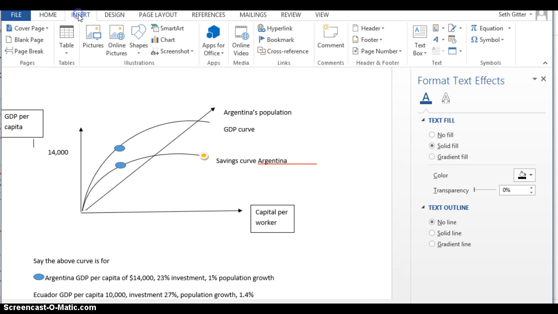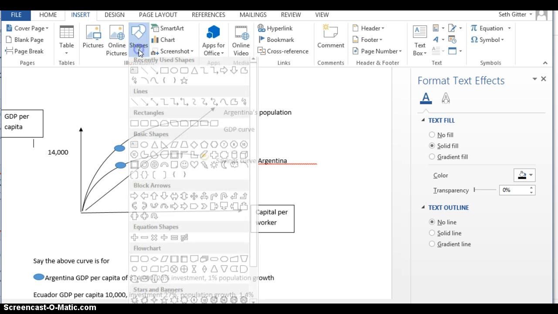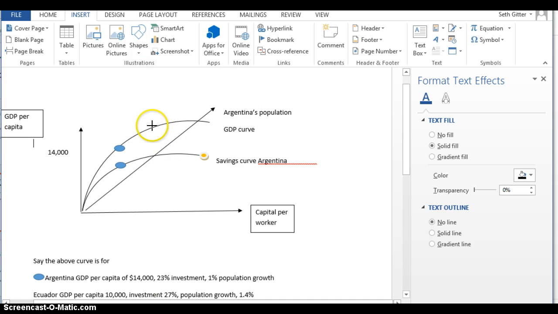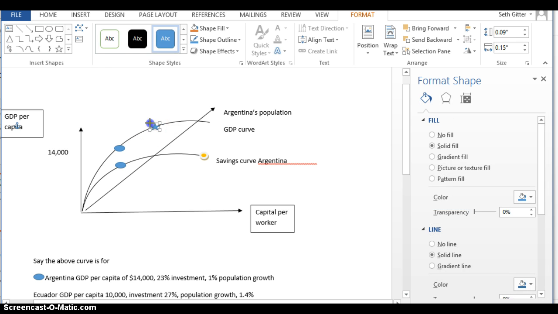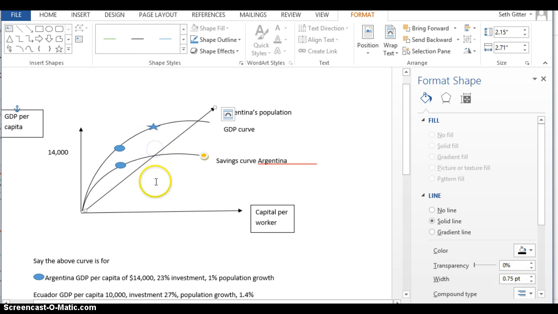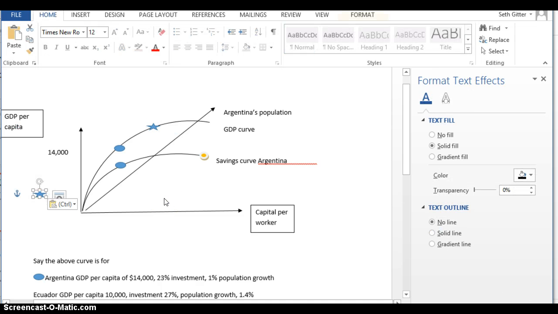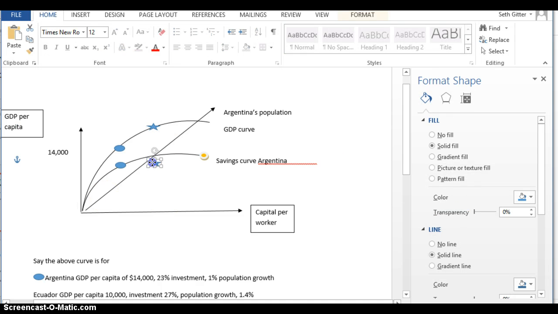And if we wanted to show the steady state of Argentina, we could put a nice little star right here. Whoops, and we'll move it over just a touch. And that's going to indicate the steady state GDP for Argentina when the savings curve intersects the population curve. We're going to remember, you find the savings curve and you go up to the GDP curve.